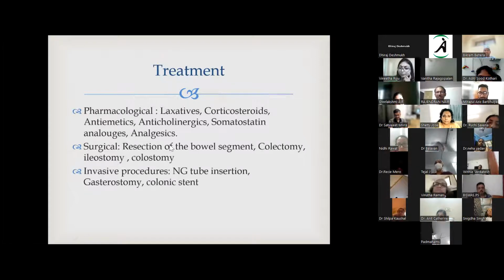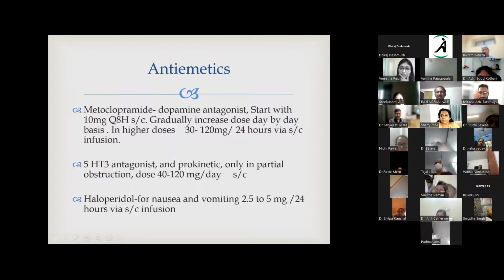So yes, metoclopramide, you can start with 10 milligram 8 hourly, gradually increase it day by day to higher doses, or you can even start a subcutaneous infusion if there is severe intractable vomiting. And 5-HT3 antagonists and prokinetics only in partial obstruction.